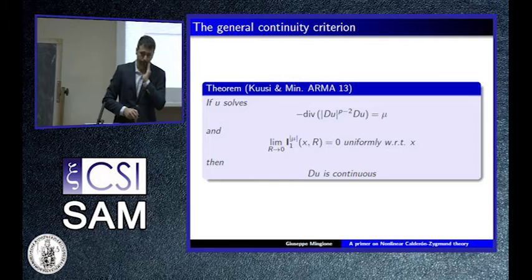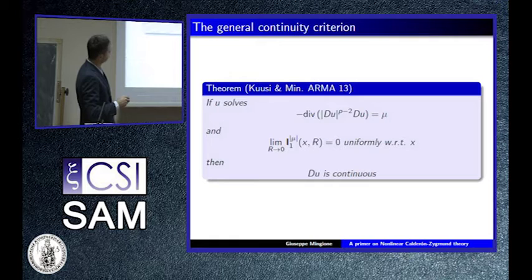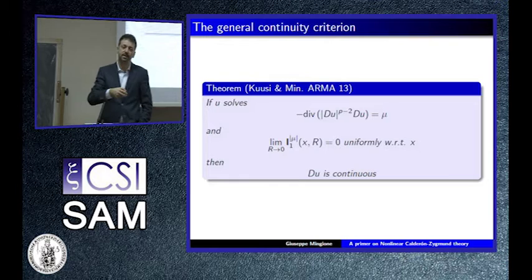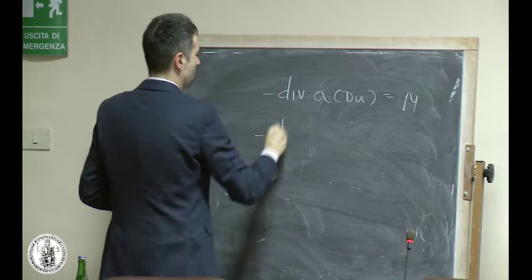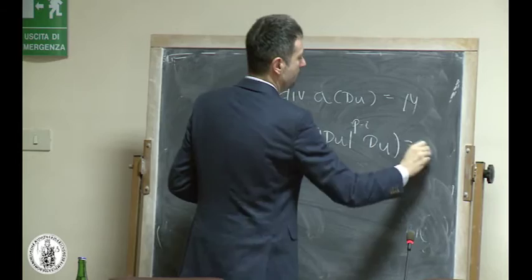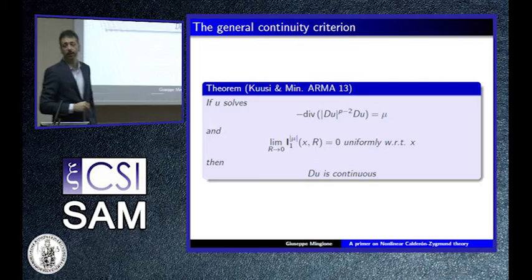The oscillation bounds can be summarized in the following way. You get a solution now to this object, or to general quasi-linear equations in the scalar case, or to this system in the vectorial case. So the duality is that whenever we are considering the scalar case, I'm considering general quasi-linear equations of this type. And whenever I am considering the vectorial case, I stick to the presence of a system. And then we can prove that if this object goes to zero uniformly with respect to x, then Du is continuous. So what does this mean?